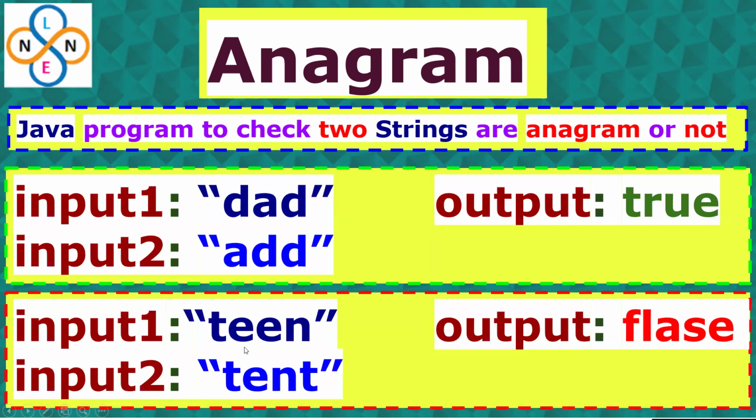Another scenario: the two strings, the lengths are the same. Both are four-letter words, but in the first string, E is twice and in the second string, E is once. Therefore, they are not anagrams. That's the meaning of anagrams.